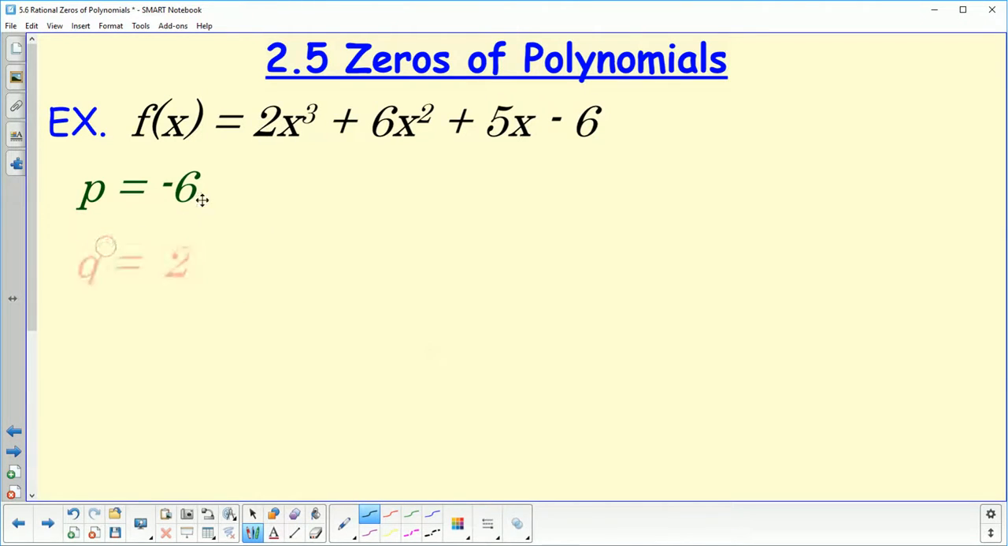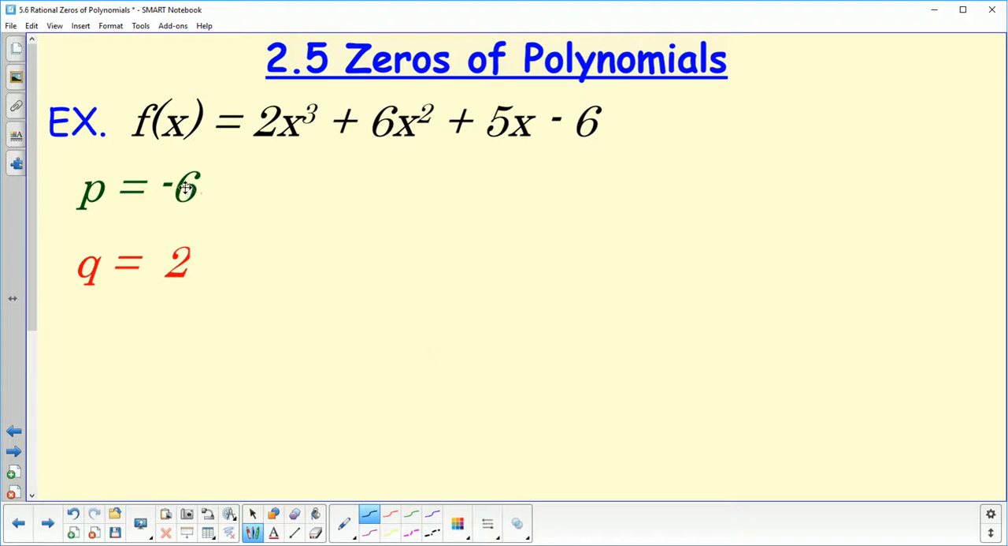We'd call this a 4-term polynomial that is a cubic. Cubic because it has a cube here, and it is 1, 2, 3, 4 terms. So we've identified p is negative 6 and q is 2.